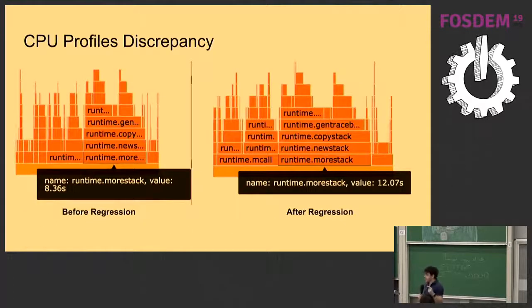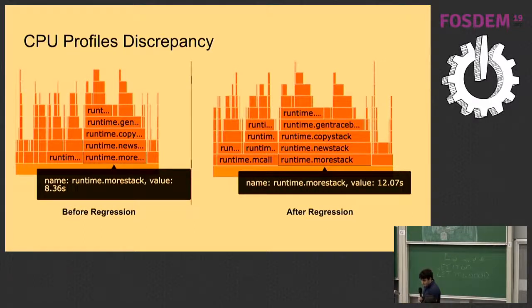And we went back and looked at the CPU profiles. Turns out CPU profiles don't lie. Humans just make mistakes. And there actually was a pretty big difference in this one function called runtime.morestack. But we're like, oh, that's a runtime function. Runtime's always correct. Can't be my fault. Turns out that wasn't true.